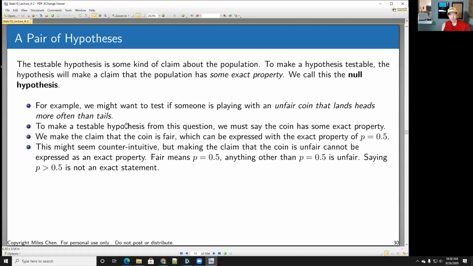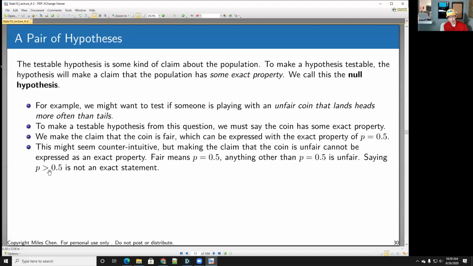But the reason for this is that in order for it to be a testable hypothesis, we have to make a claim that the population has some exact proportion. If we wanted to say that the coin lands heads more often than tails, we would have to say something like the proportion it lands heads is greater than 0.5, that P is greater than 0.5. But that's not an exact statement. If I flip the coin and it lands heads, say 6 times out of 10, does that mean it supports the claim that the coin is unfair?